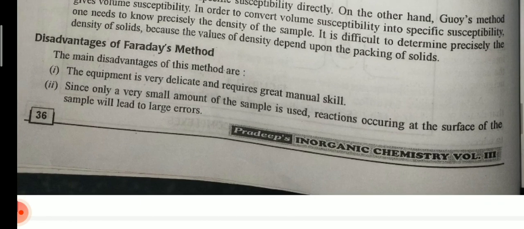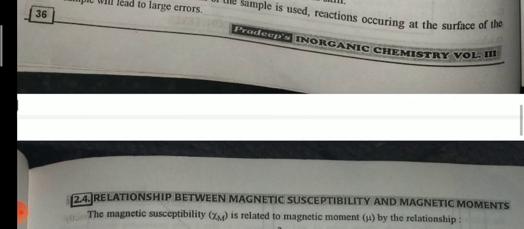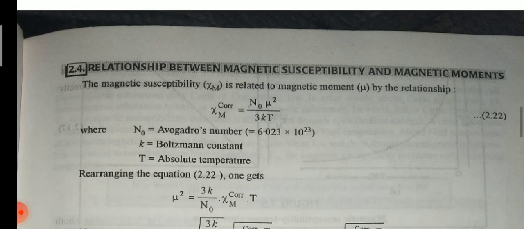The main disadvantages of this method are the equipment is very delicate and requires great manual skill. Since only a very small amount of the sample is used, reactions occurring at the surface of the sample will lead to large errors. Relationship between magnetic susceptibility and magnetic moment.